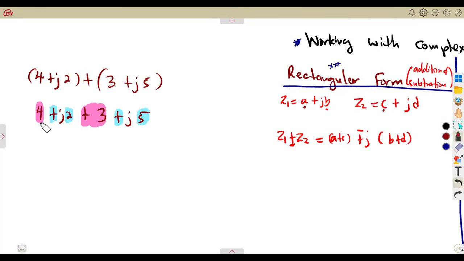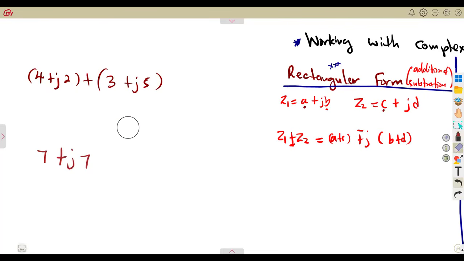So you're simply going to add 4 plus 3, which is 7. The real terms on their own, the imaginary on their own. So it's plus 2 plus 5, so 2 plus 5, that's a 7. So it's going to be plus J7. As you can see, it's easy for us.